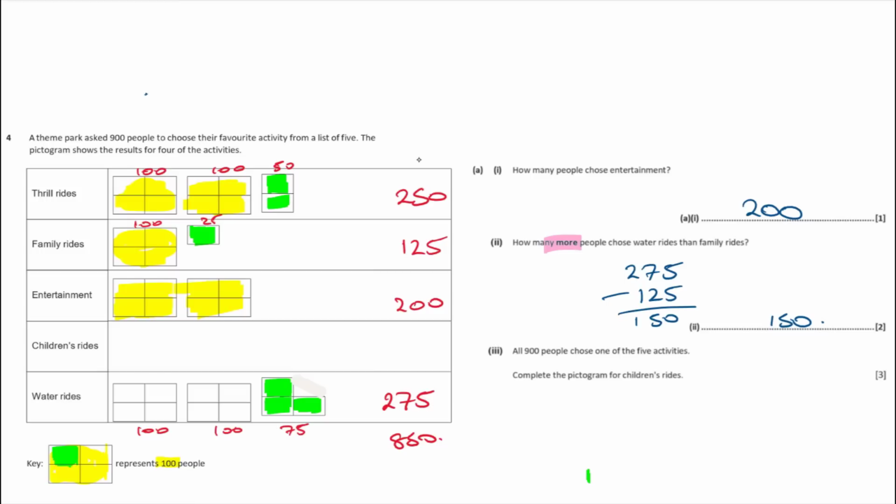So if I then take 850 away from 900, 900 take away 850, that's going to be what's left over for the children's rides. That's 50. So to represent 50, I'm going to have to use half of one of these little grids, aren't I? So not a whole grid, just half of one, like that. Okay, that should do the biz. So that represents 50. If I was in an exam, I'd probably use a ruler to draw those boxes, but it's not so easy on my computer, so I'm just going to sketch it in today.